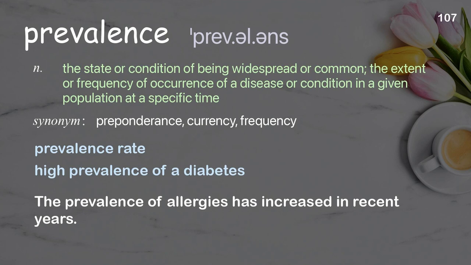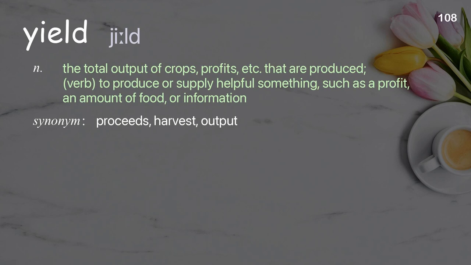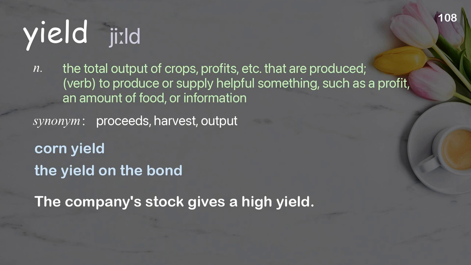Yield: the total output of crops, profits, etc. that are produced; verb, to produce or supply something helpful, such as a profit, an amount of food, or information. Examples: corn yield, the yield on the bond. The company's stock gives a high yield.